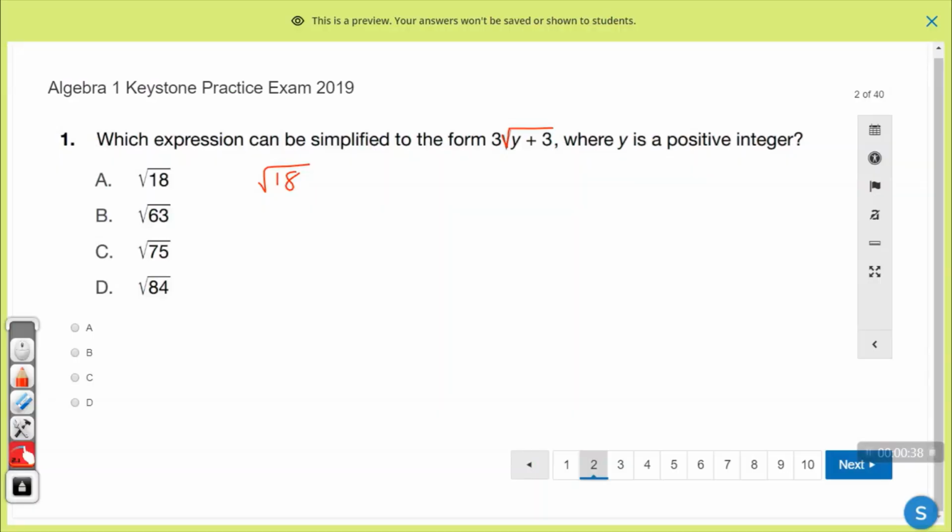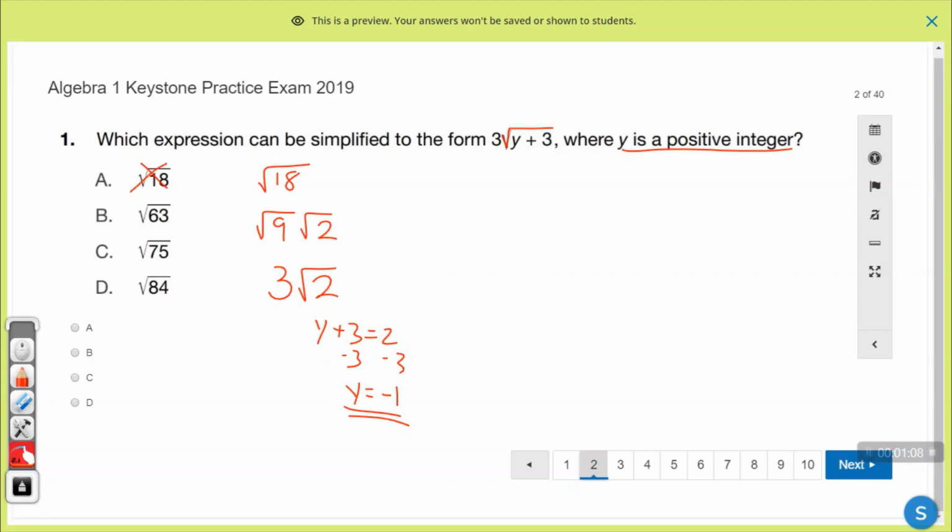If I were to simplify the square root of 18, I could split that up into the square root of 9 times the square root of 2. That would become 3 square root 2. Now what they're looking for is I've got the 3 out front. However, I could not change that 2 to be y plus 3, so it would equal 2 in some way that y would be a positive integer, because if I were to subtract 3, in order to make that work, y would have to be negative 1, and they're asking for y to be a positive integer. So that one doesn't work, so it is not A.